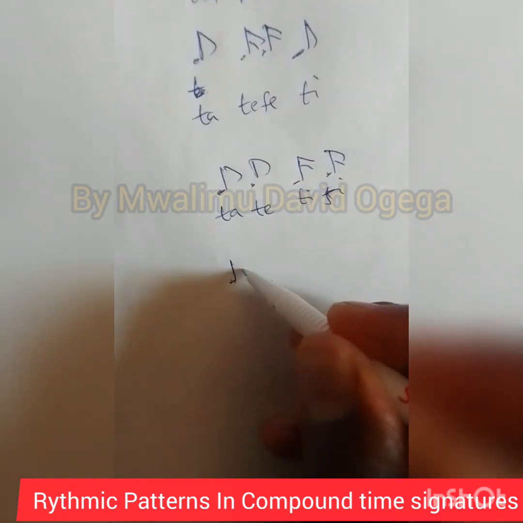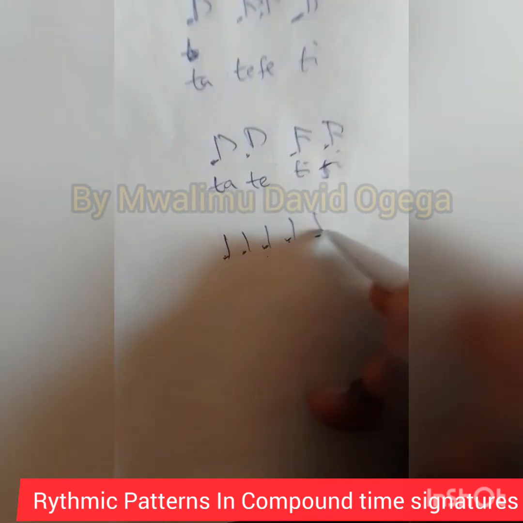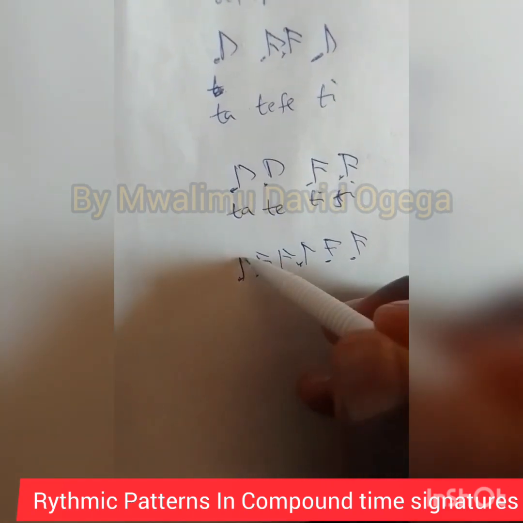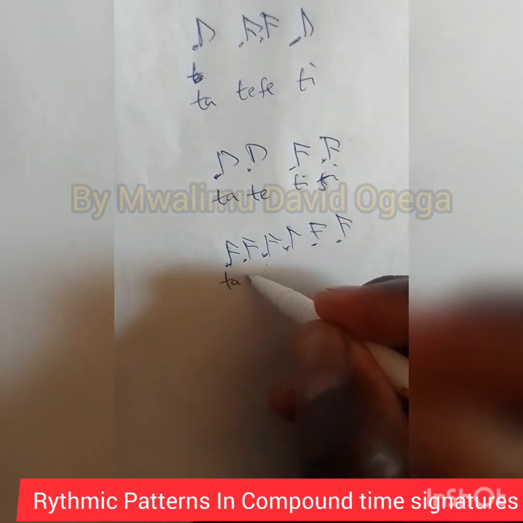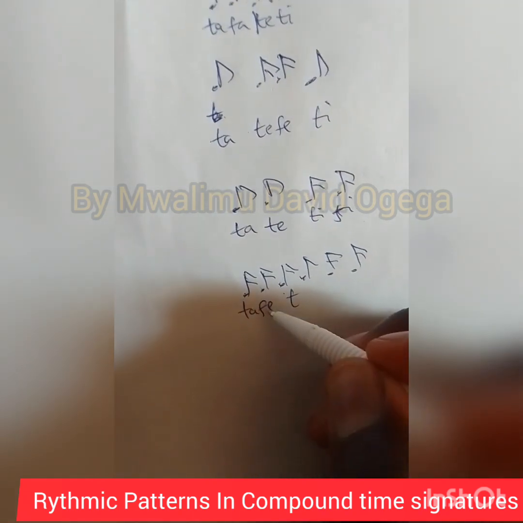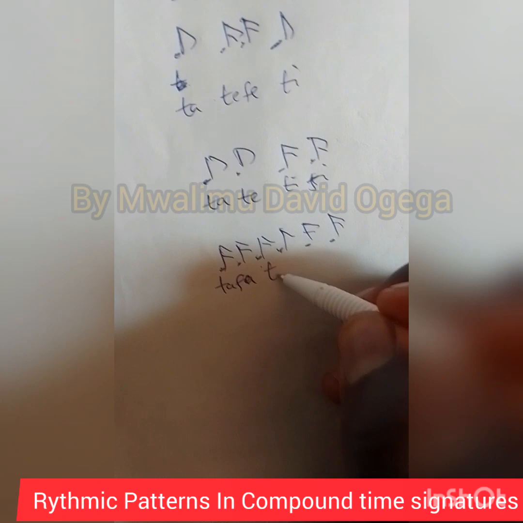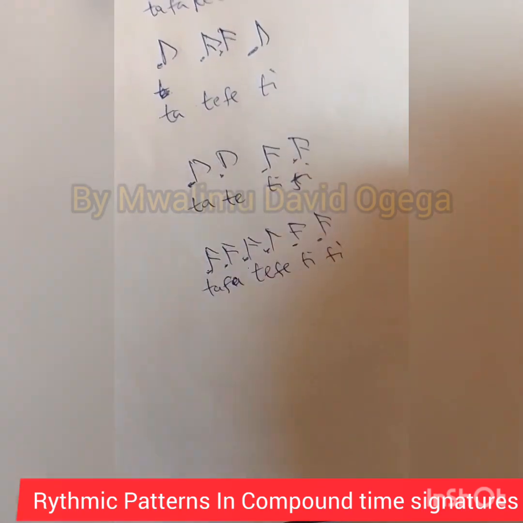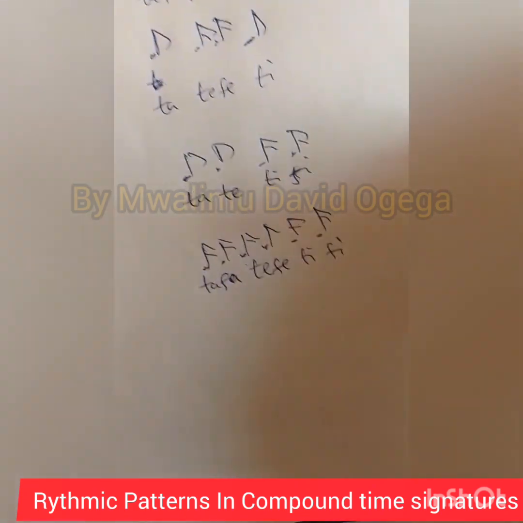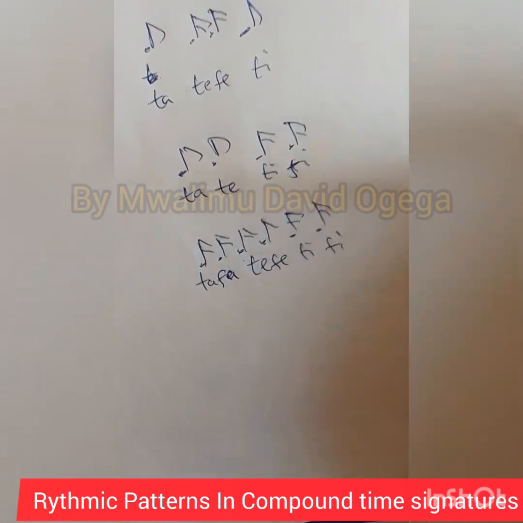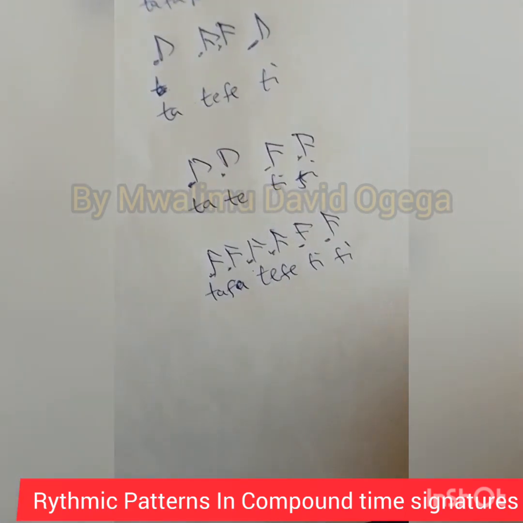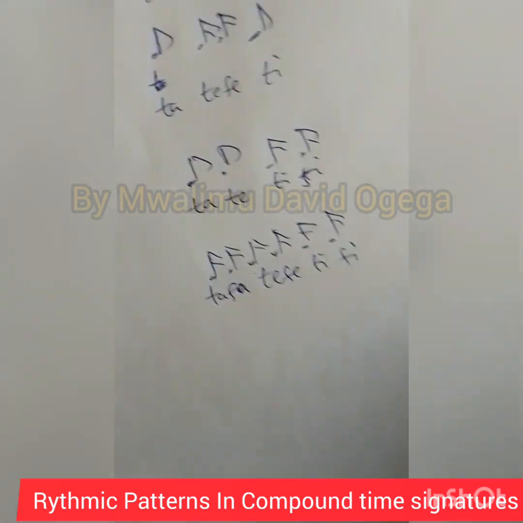Now if we break all of these three notes to create this rhythmic pattern, all of them become semiquavers. The first one takes tafa, tefe, tifi. So it becomes tafa, tefe, tifi, tafa, tefe, tifi, and so on, clapping continuously.